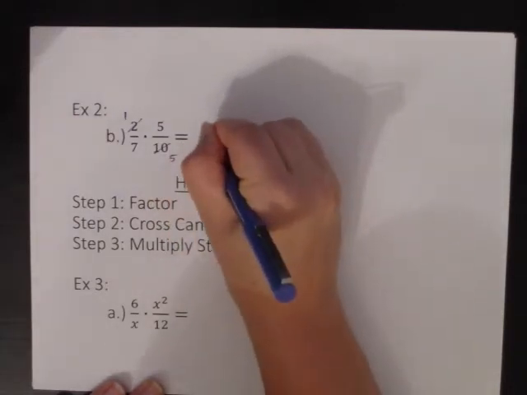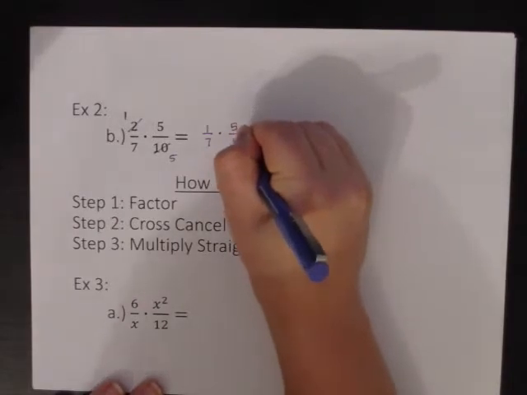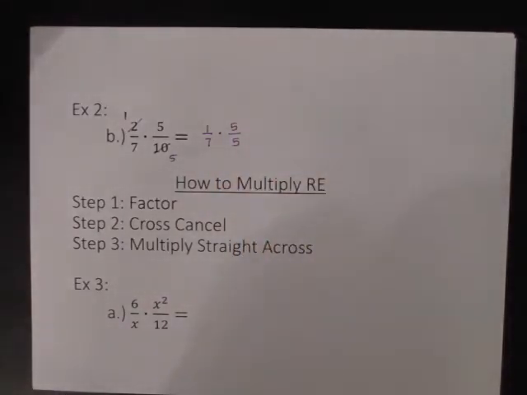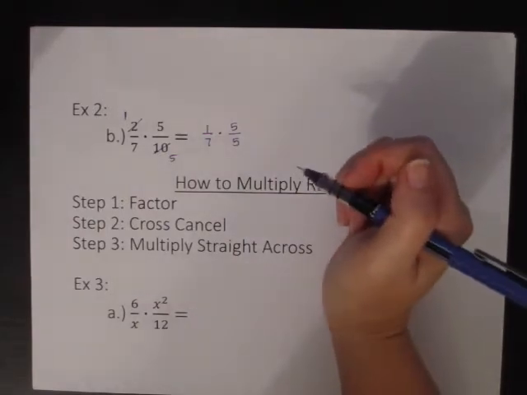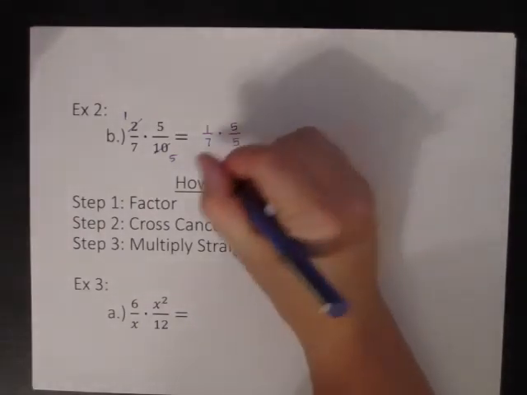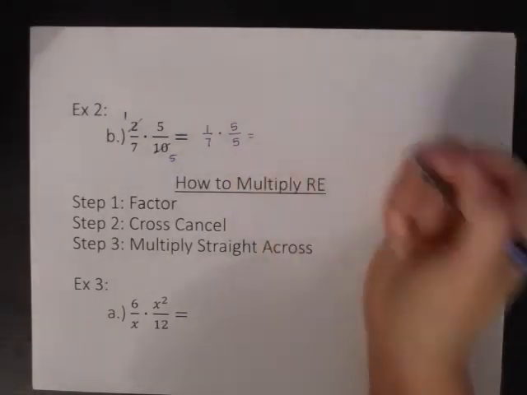Again, I rewrite it so it looks nice and clean and pretty obvious to work with. Now if I go from bottom to top, I've got 7 and 5. 7 and 5 are both prime numbers, so there's nothing that will go into both of those numbers. Now, am I done though?